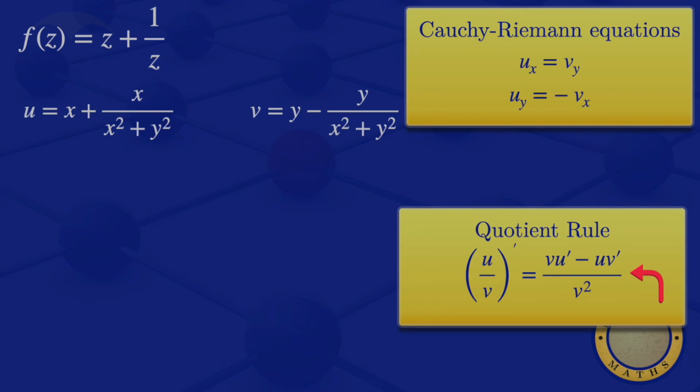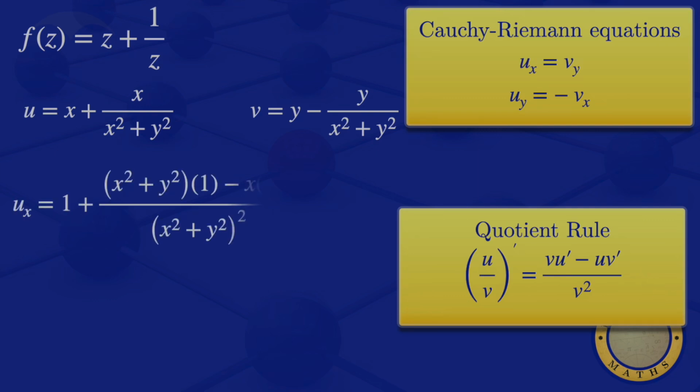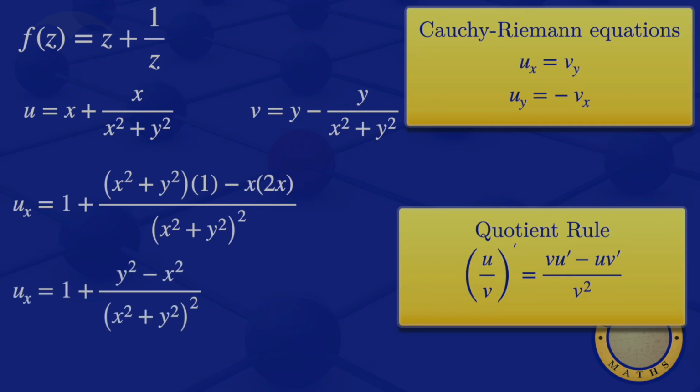And the result that we get is the partial derivative of u with respect to x is equal to 1 plus (x squared plus y squared) multiplied by 1 minus x times 2x, divided by (x squared plus y squared) squared. Then when we simplify, we get 1 plus (y squared minus x squared) divided by (x squared plus y squared) squared.